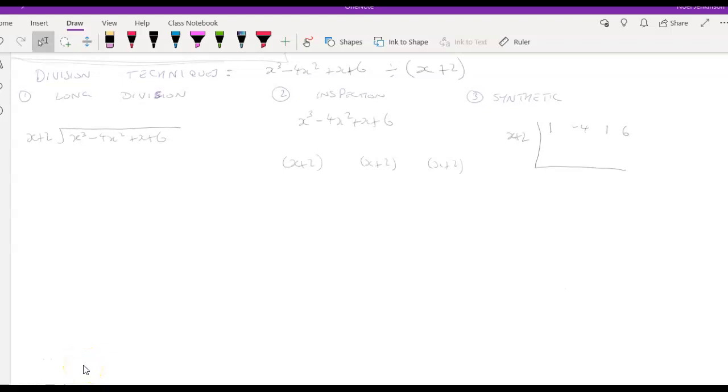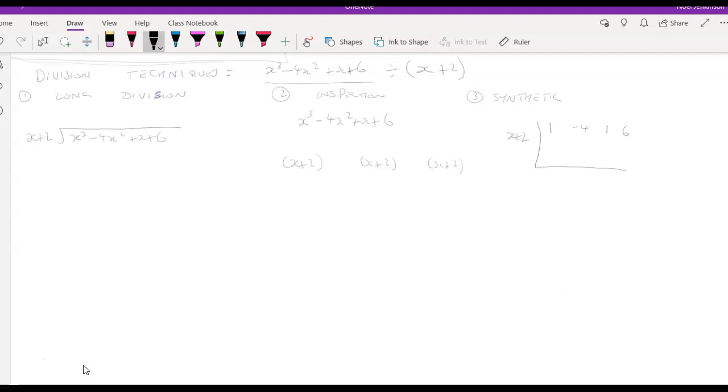Hello boys, I just want to take you through three different ways of doing long division now that you've learnt the long division way, and our example is going to be x cubed minus 4x squared plus x plus 6. We'll divide that by x plus 2. I'd like you to maybe pause the video and just set up this long division as you can see there, and then when you're ready, listen as I take you through the steps.